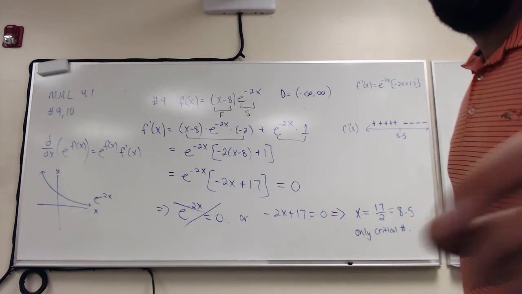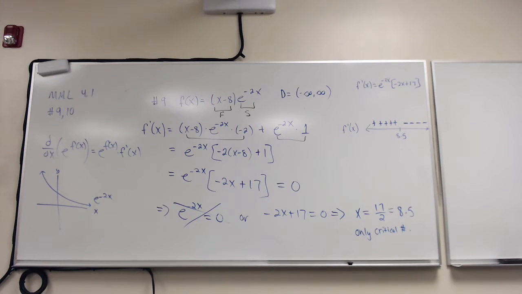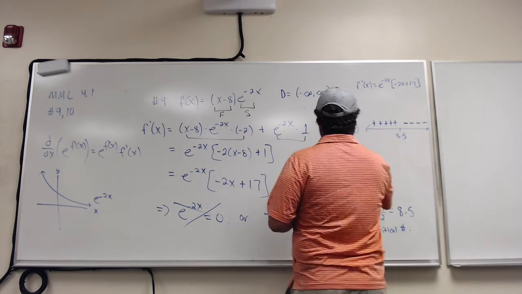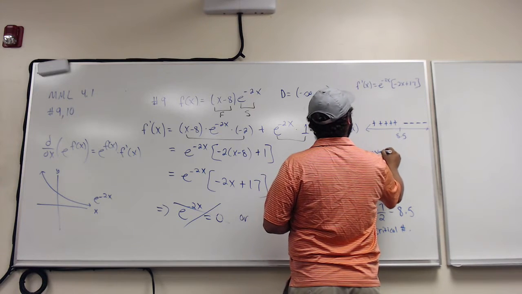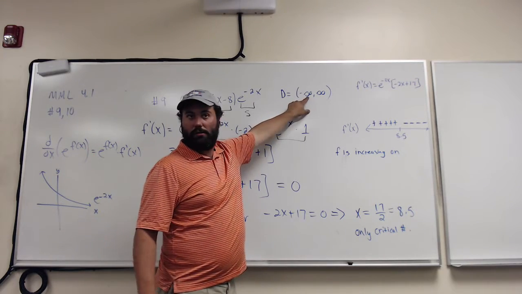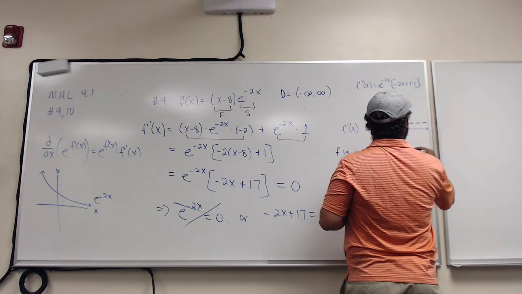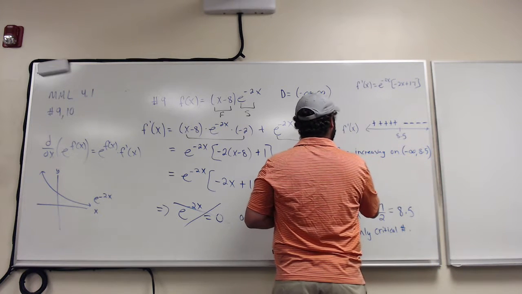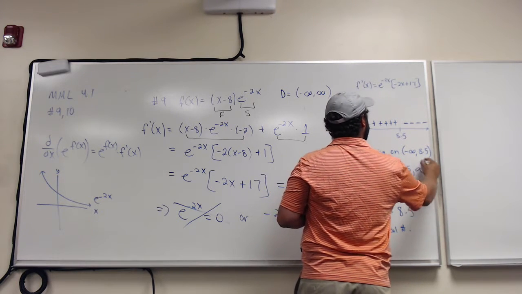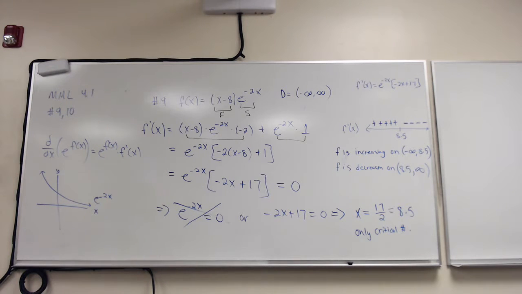Okay, so, again, I don't really like pointing this thing over to the left, but we'll do it right here. We'll say f is, so you can say f is increasing on what interval? So remember the domain is all real numbers. Negative infinity to 8.5. Yep. F is decreasing on the interval from 8.5 to infinity. So that'll give you the first part of the question.